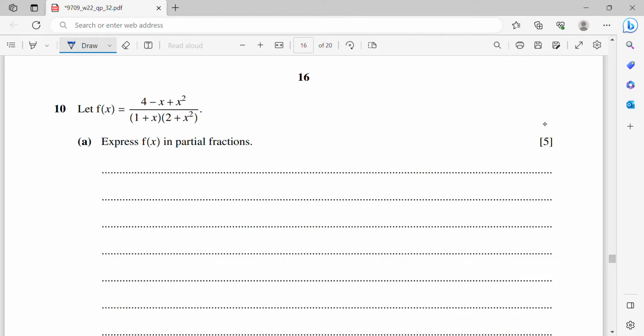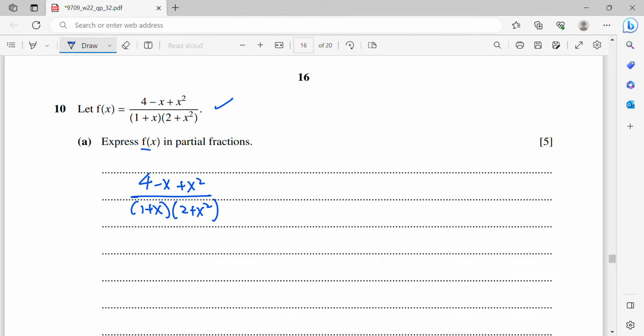So let f(x) equal to 4 minus x plus x squared over 1 plus x bracket 2 plus x squared. Now A, express f(x) in partial fractions. So 4 minus x plus x squared divided by 1 plus x times 2 plus x squared.